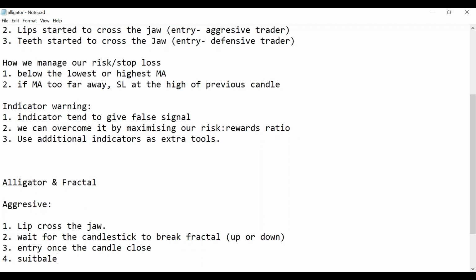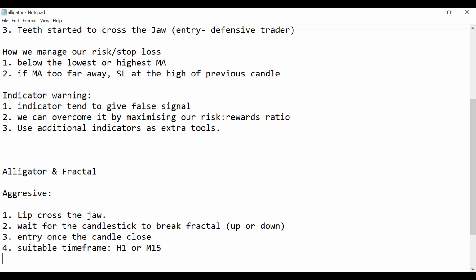Suitable time frame: H1 or M15, either one can be used. Last week I already gave you, lips cross the jaw, aggressive entry. Risk: stop loss below the previous low or high fractal.